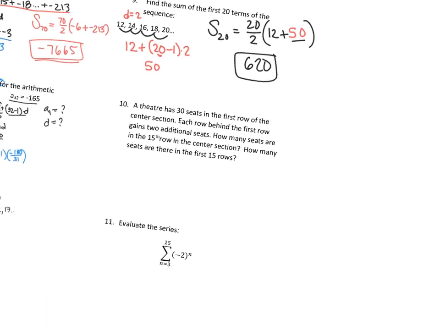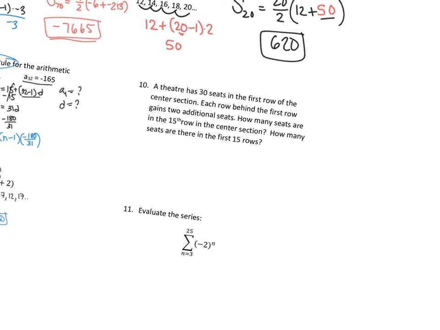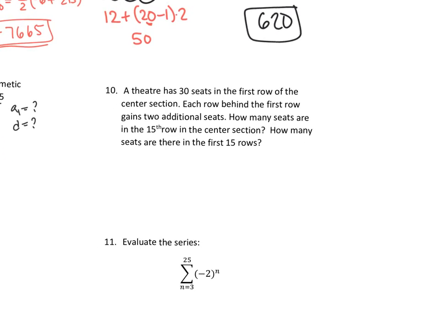And then number 10, a theater has 30 seats in the first row. Each row behind the first gains 15, so it'd be 30. How many seats are there in the 15th row? So 30 plus 45 plus all the way to get to the 15th one. So I'm going to use the explicit formula, and that's going to give me 58. So 58 is going to be the 15th row.